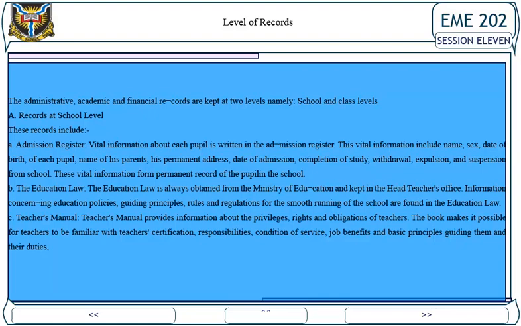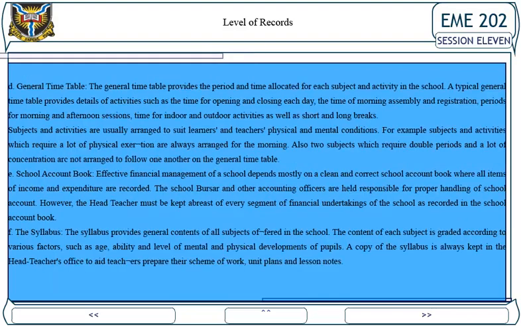Information concerning education policies and guiding principles, rules and regulations for the smooth running of the school are found in the education law. C. Teacher's Manual. The Teacher's Manual provides information about the privileges, rights and obligations of teachers.